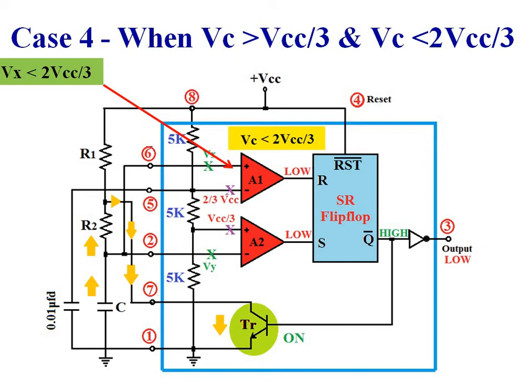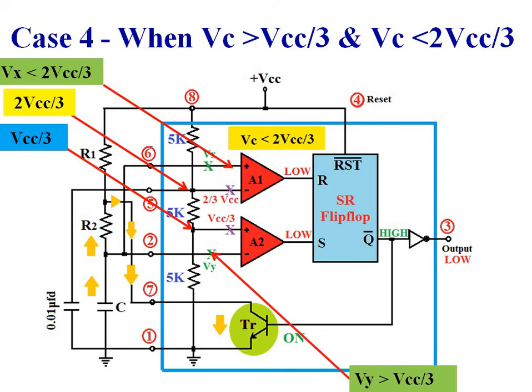For operational amplifier A1, voltage at the non-inverting input is a value which is less than 2 VCC by 3 and voltage at the inverting input is a value which is equal to 2 VCC by 3. Differential input voltage is negative. So output of op-amp A1 is low. For op-amp A2, voltage at the non-inverting input is equal to VCC by 3. Voltage at the inverting input is a value which is greater than VCC by 3. So for op-amp A2, differential input voltage is negative. So output of op-amp A2 is also low.